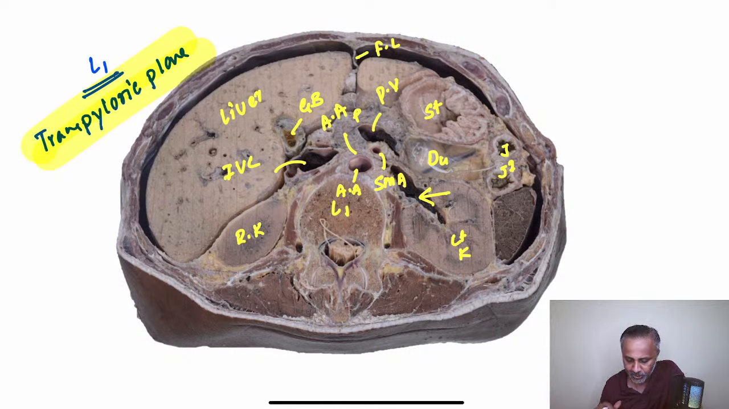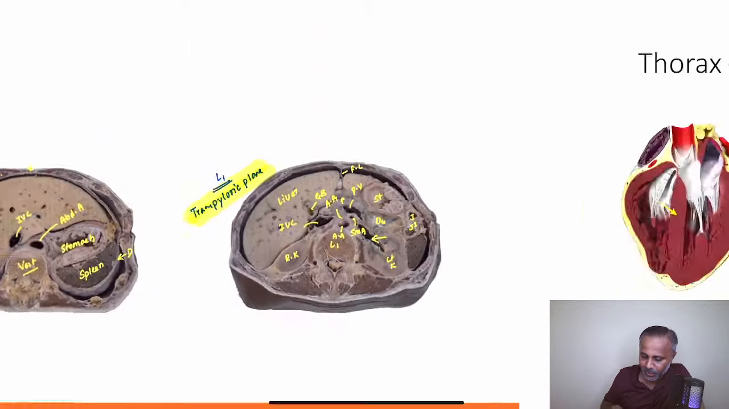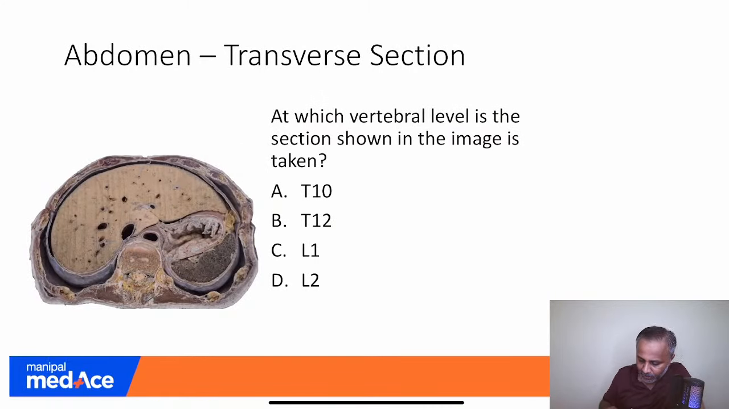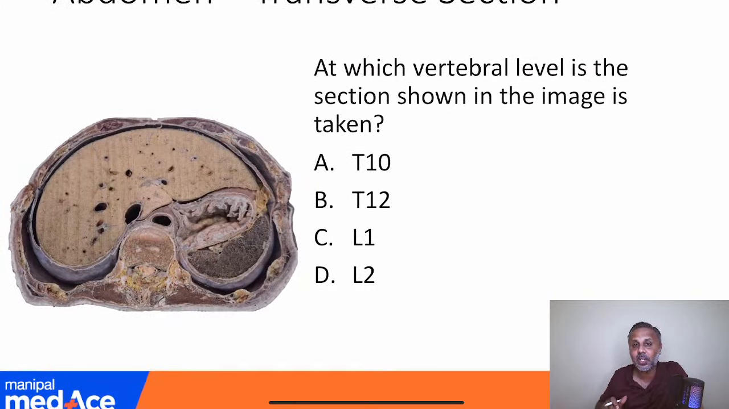So this is regarding the transverse section of the abdomen. This was the question asked. I would go with the possibility of the sections given, the level at which it is given. So I would go with T12.